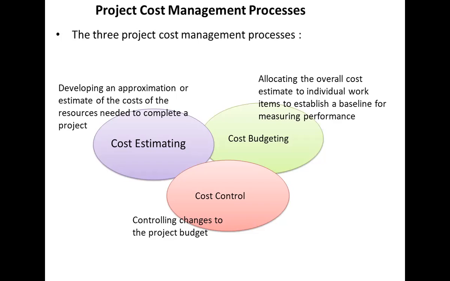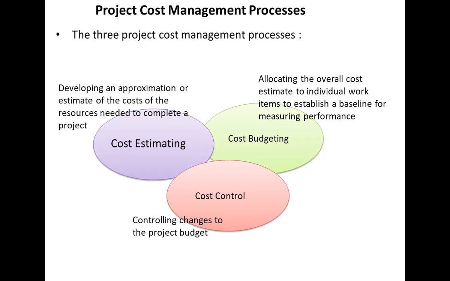And then after having an estimate, we do the budgeting by allocating the overall cost to individual work items. So after we have an approximation, we allocate the overall cost estimate to individual work items to establish a baseline for measuring the budget performance. Okay, so that's called cost budgeting. So in estimation, we had the estimate, and in budgeting, we put that overall cost estimate onto individual work items.